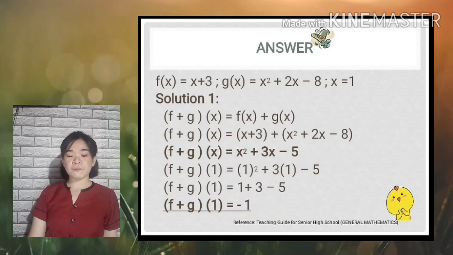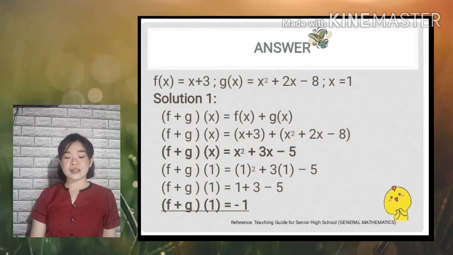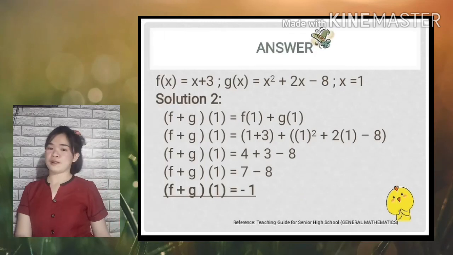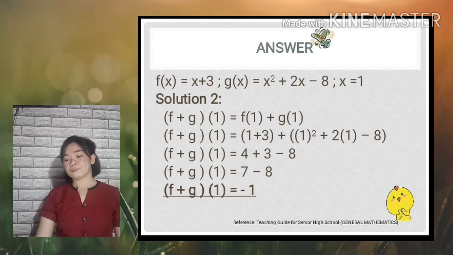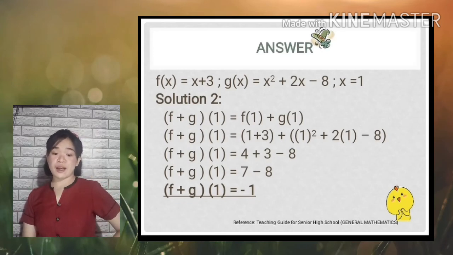For solution 2, substitute the value of x first. So that will be 1 plus 3 plus the quantity of 1 squared plus 2 times 1 minus 8, which becomes 1 plus 3 is 4, and then 1 squared is 1 plus 2 times 1 is 2. So 1 plus 2 is 3 minus 8, that is equal to 7 minus 8, which is also equal to negative 1. So whatever solution you use, it will be fine as long as we have the final answer.